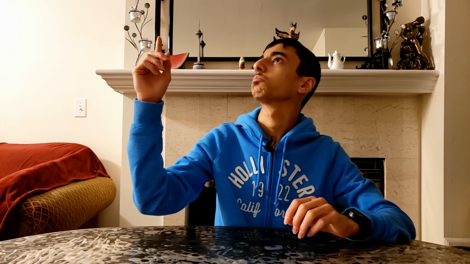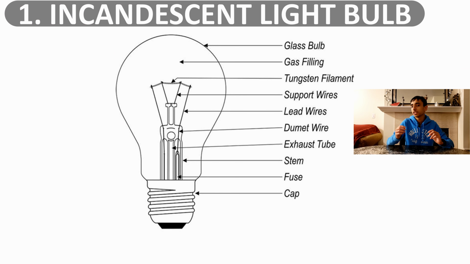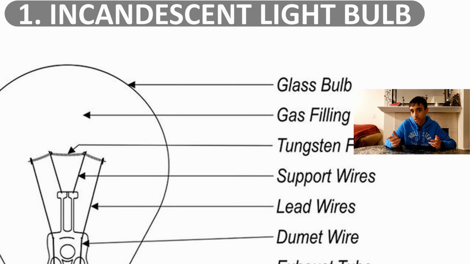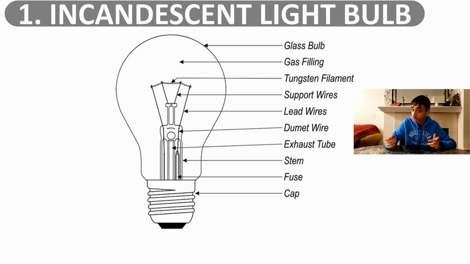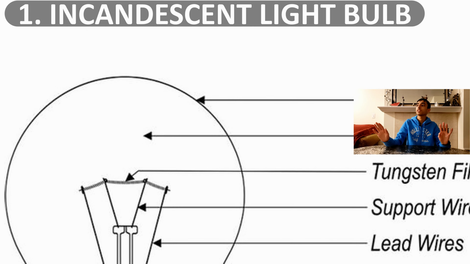Number 1. The incandescent lamp consists mainly of the filament, which is made of tungsten, the metal with the highest melting point in the universe, the stem, the fuse, and the gas filling.